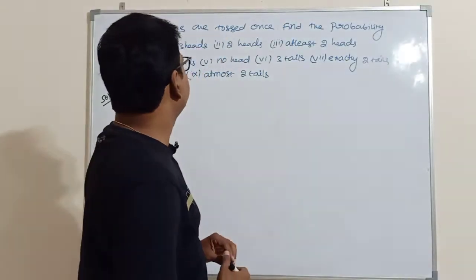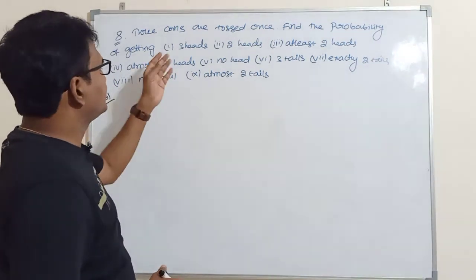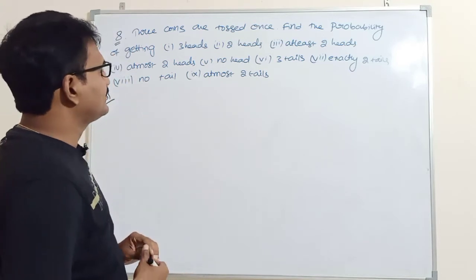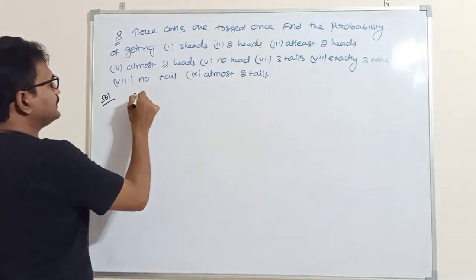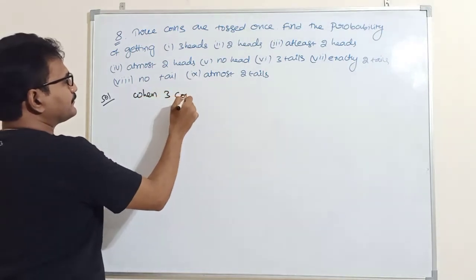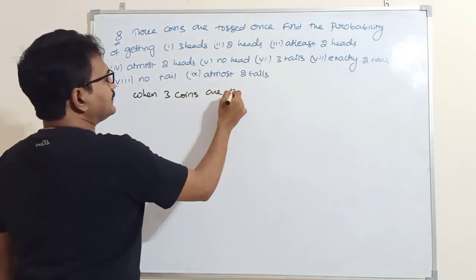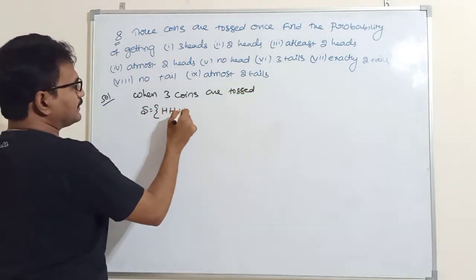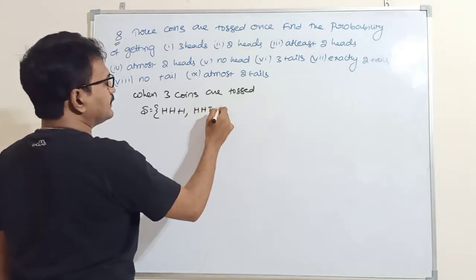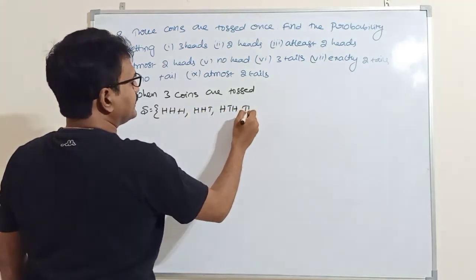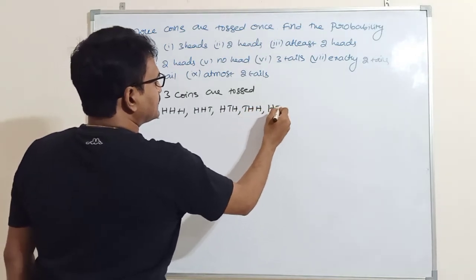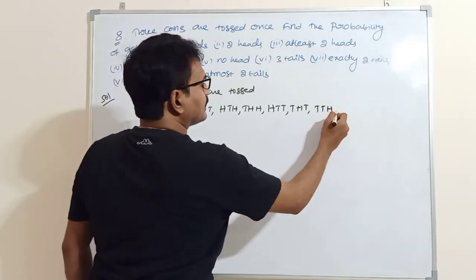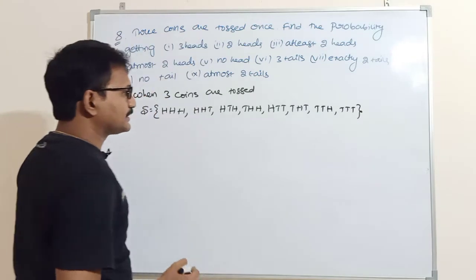Next problem, 3 coins are tossed once. Find the probability of getting 3 heads, 2 heads, at least 2 heads, at most 2 heads, no head, 3 tails, exactly 2 tails, no tail, at most 2 tails. So when 3 coins are tossed, what is the sample space? Triple head or HHT or HTH or THH or HTT or THT or TTH or triple T. These are the sample points.